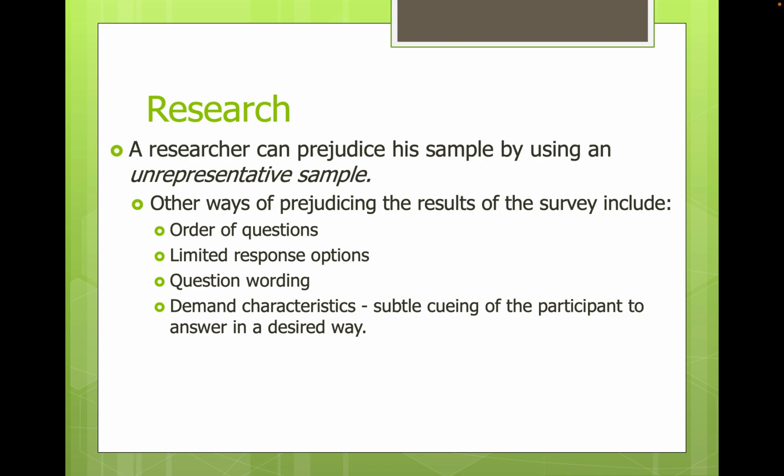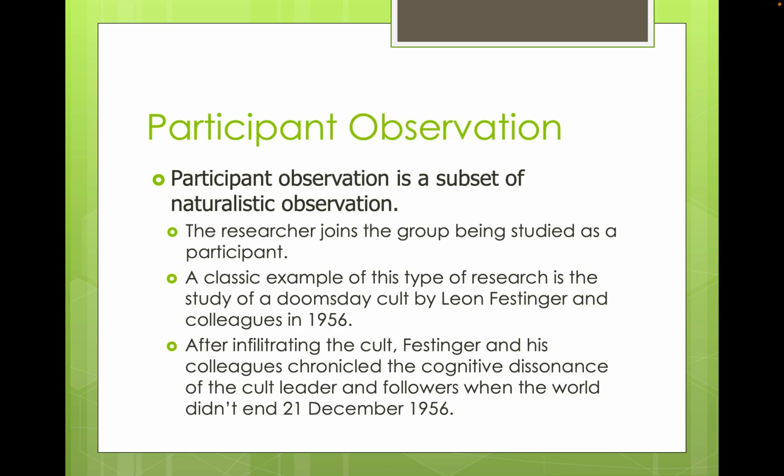A researcher can prejudice his sample by using an unrepresentative sample. Other ways of prejudicing the results of the survey include order of questions, limited response options, question wording, demand characteristics, and subtle cueing of the participant to answer in a desired way.